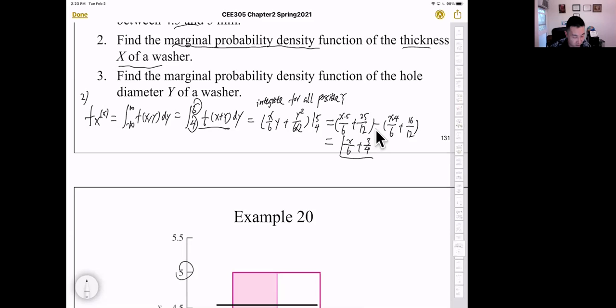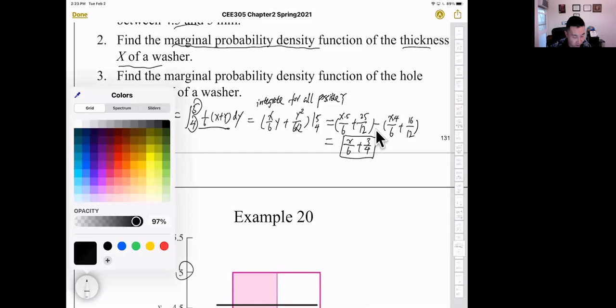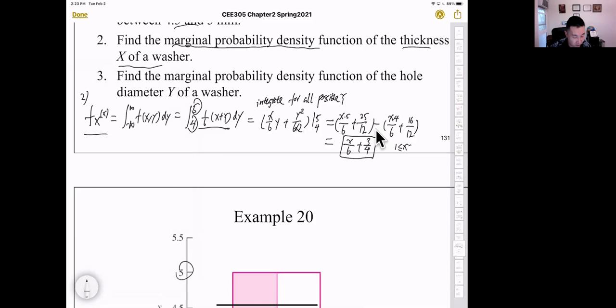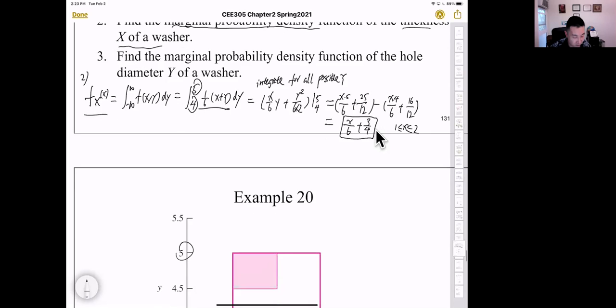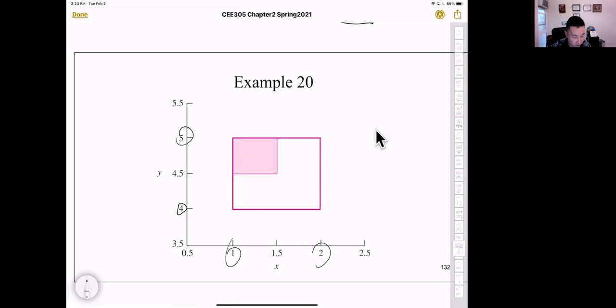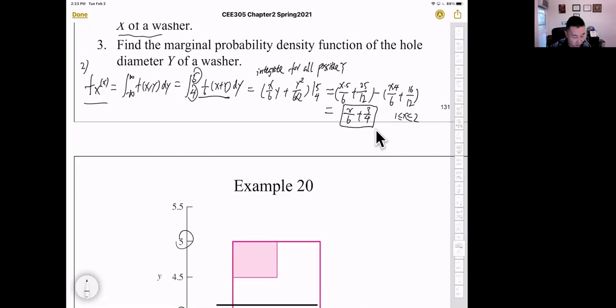Okay, so this is the marginal function f_X(x). The range for x is between 1 and 2, because that's the range for x. Outside the range of 1 to 2, it will become 0, so we should also write it will be 0 otherwise. So that is the marginal probability density function of the thickness x.